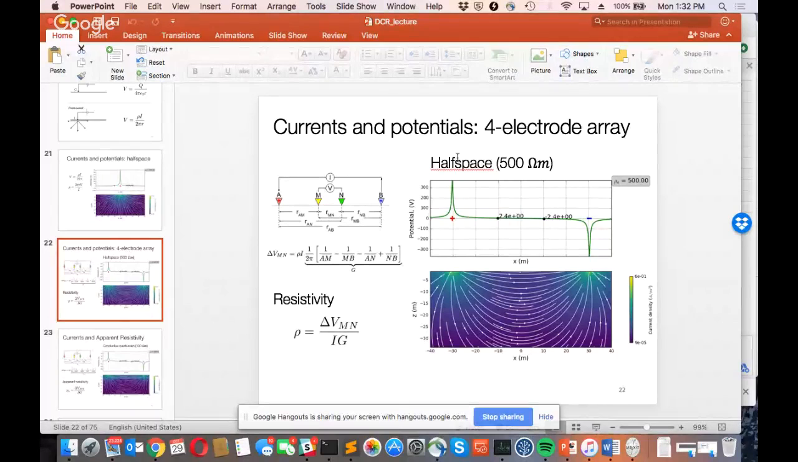If we measured the potential difference, then we actually got out the resistivity. So in a half space, we got exactly the right number, right? It was 500 ohm meters. What is going to happen to this case where we now have this higher, lower resistivity region at the surface?